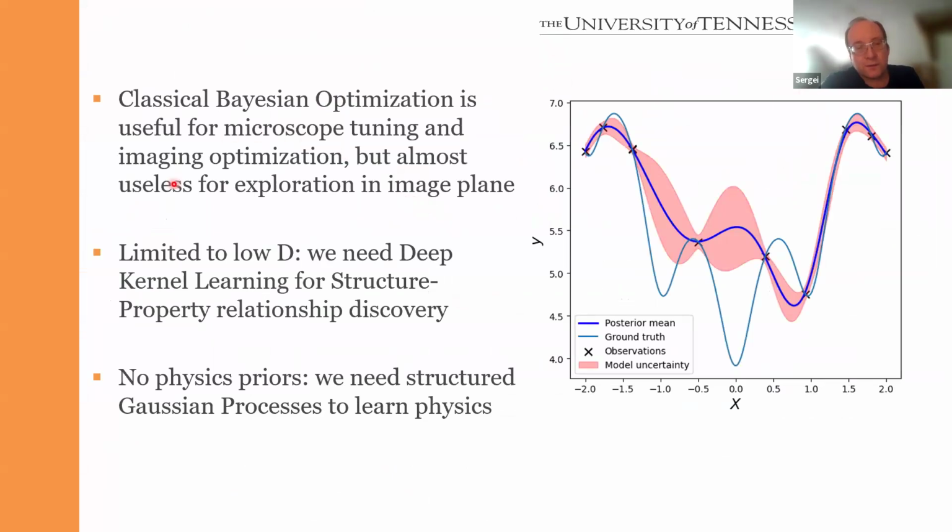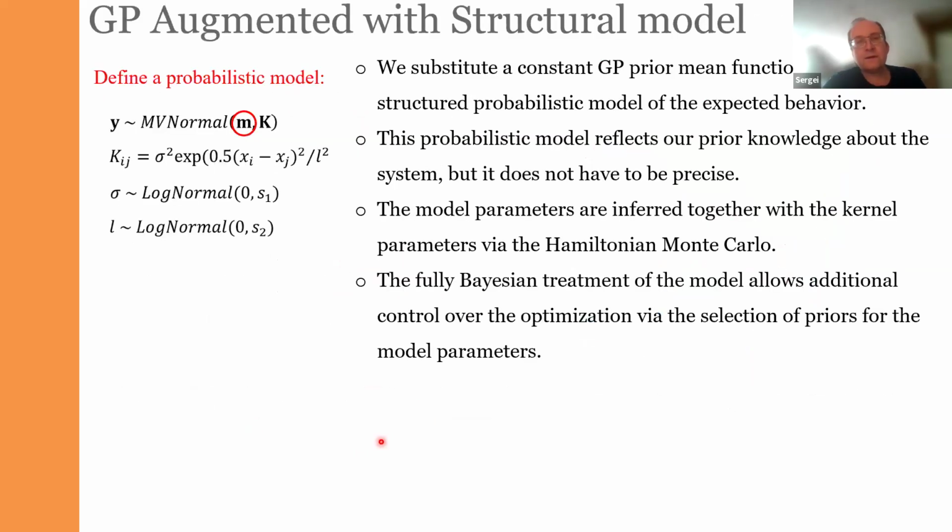So let's look at, throughout this course, we are going to look at several examples of using the multi-fidelity Bayesian optimization, deep kernel learning, and the structured Gaussian processes. So let's start with the structured Gaussian processes. Relatively speaking, it is the easiest one to understand because in some sense, it's almost like a hybrid between the Gaussian process and the Bayesian inference.